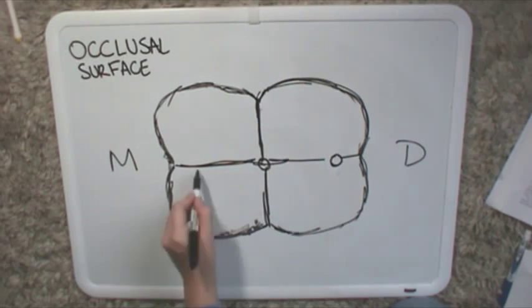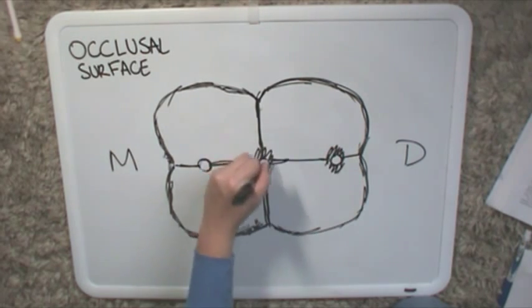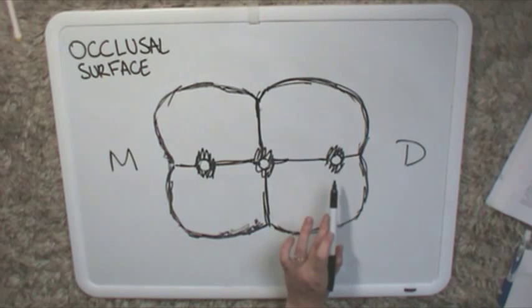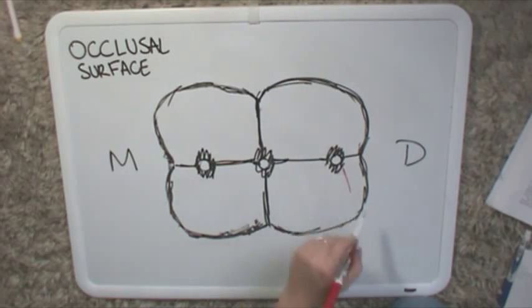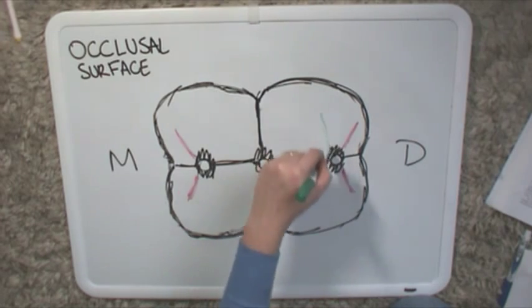There are three pits, each of which is surrounded by a fossa. There is the mesial, central, and distal. There are four triangular grooves, the distolingual, distal-buccal, mesio-buccal, and mesiolingual. Various secondary grooves can be found on this surface.